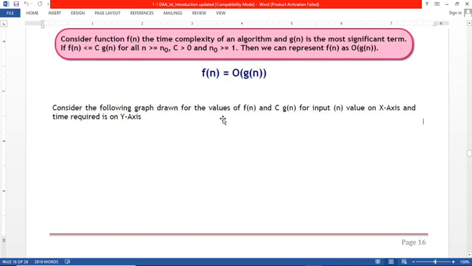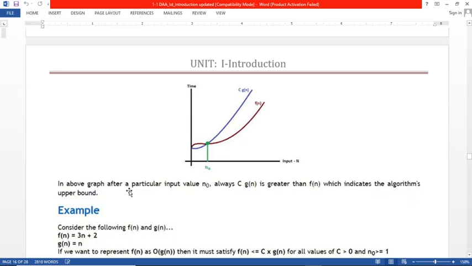Consider the following graph drawn with the values of f of n and g of n for input n on the x-axis, and the time required on the y-axis. So here this line is time and this is input, and here n0. We are starting from here, and you can see f of n is a straight line and it is in the lower part, and g of n is on the top.